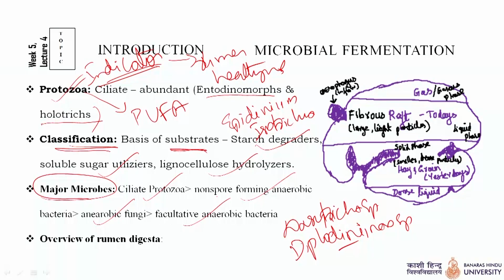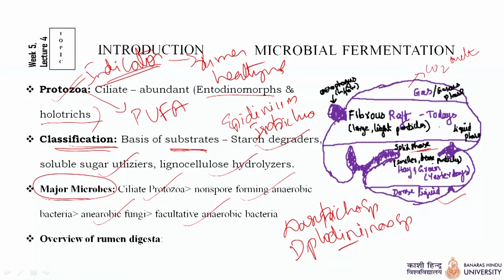Let us see the overview of the rumen digesta. The rumen digesta has four phases. The first one is the dense liquid phase, the second one is a solid phase, the third one is a liquid phase, and the fourth one is a gaseous phase. In the gaseous phase, as I told you, mostly carbon dioxide and methane are present, right? So it has to be removed at regular intervals through the burping process.